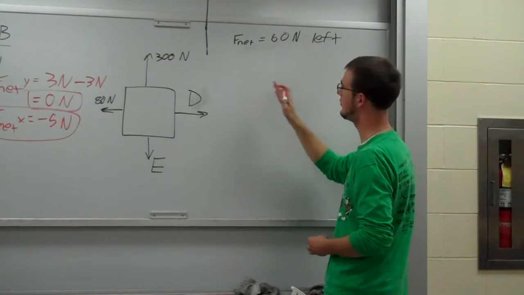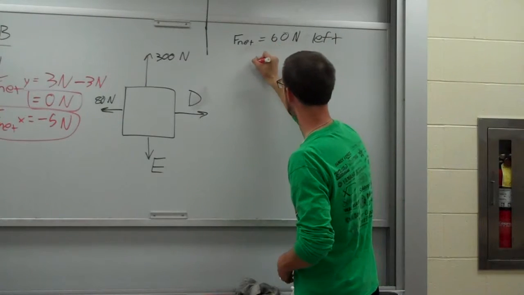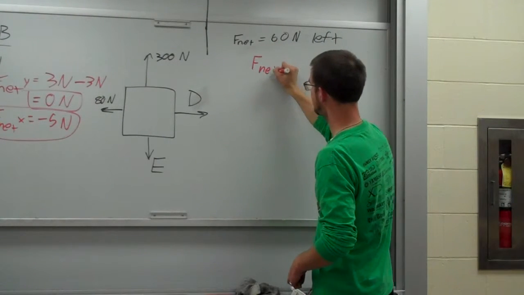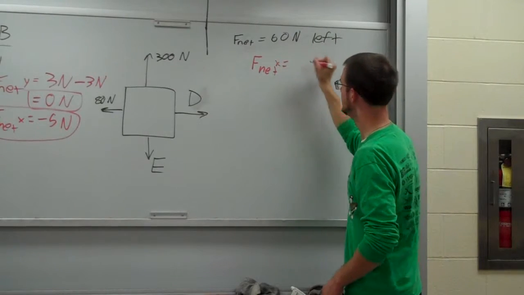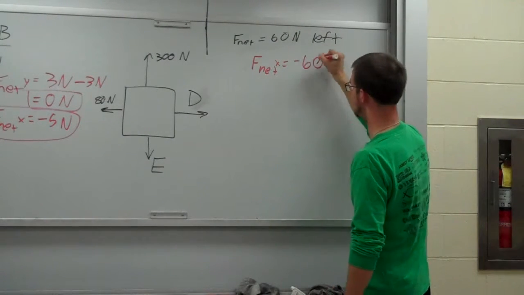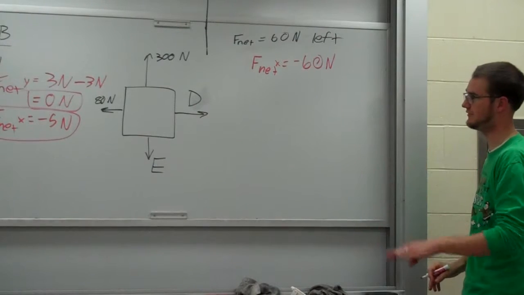Again, x and y is left and right, so I would write F net x is equal to negative 60. I made it negative, so I know that's to the left.